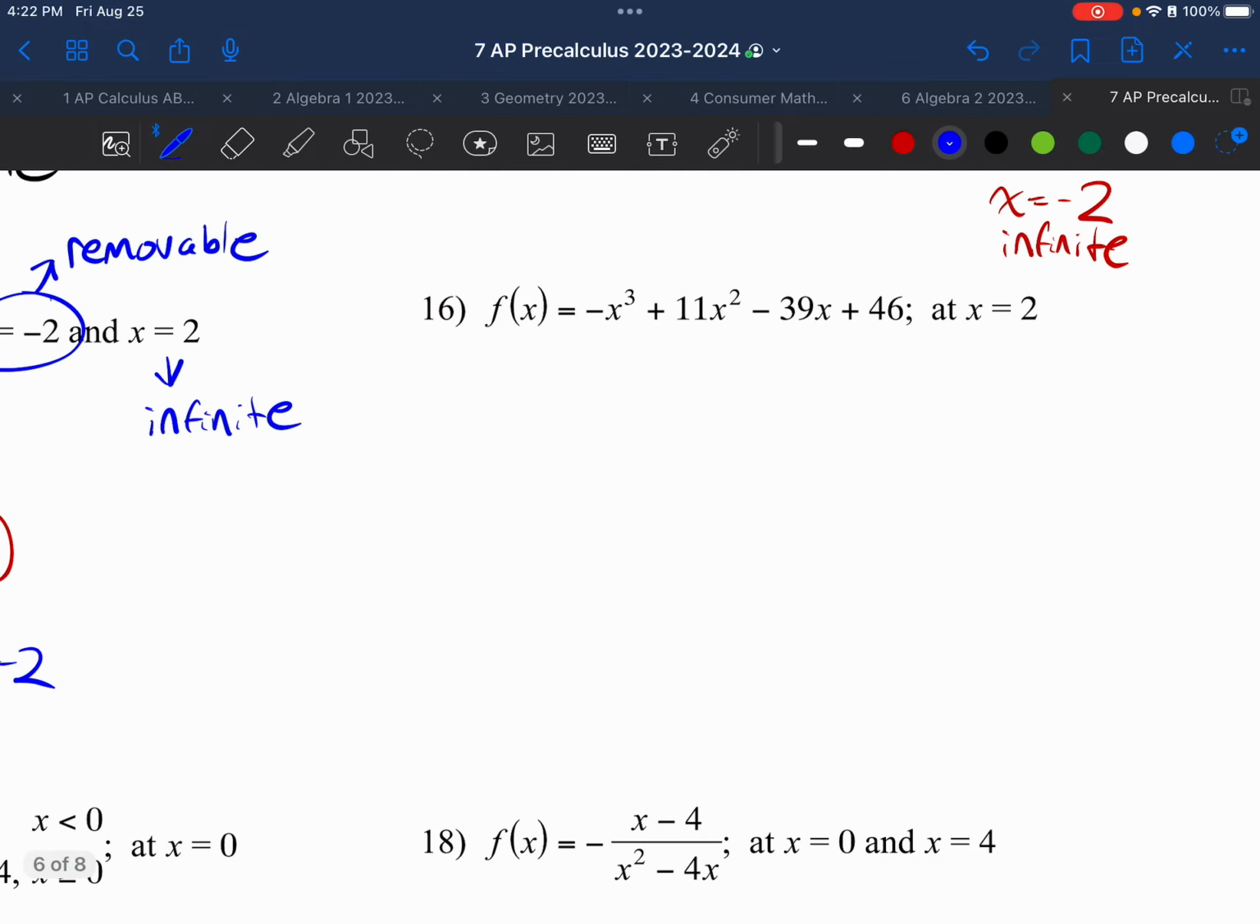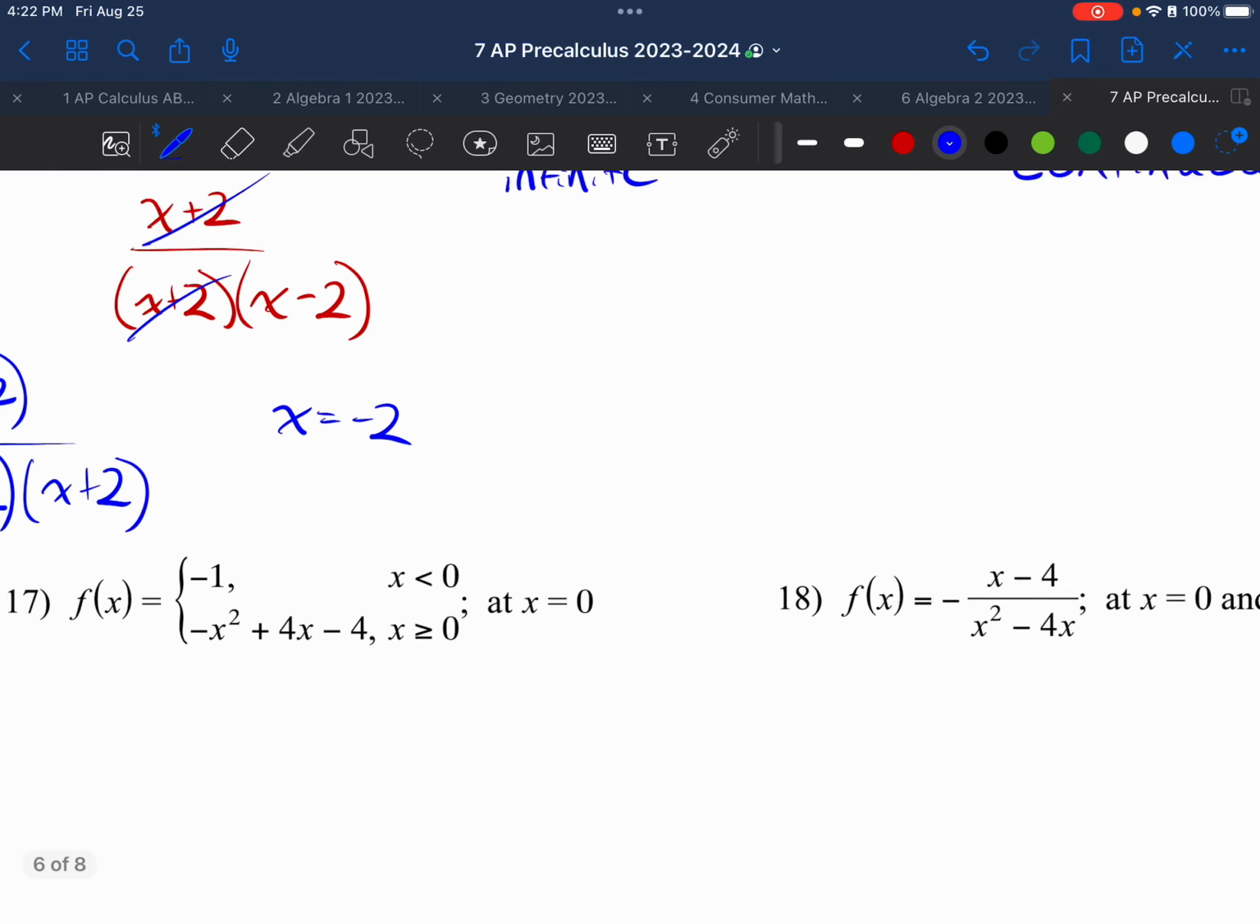And what about number 16? This is just a polynomial. There's no bad things happening here. This is just continuous. There has to be like a fraction or bad things happening, or piecewise, for things to go bad. There's nothing that can go bad in number 16.